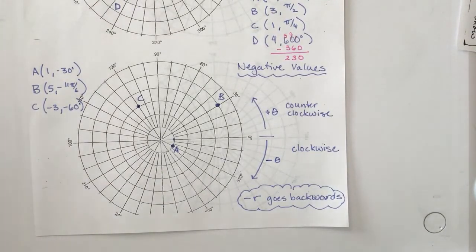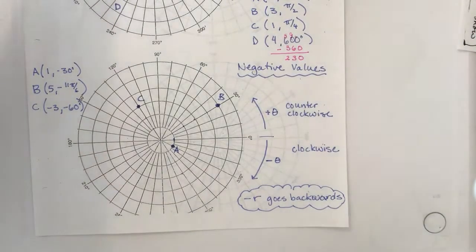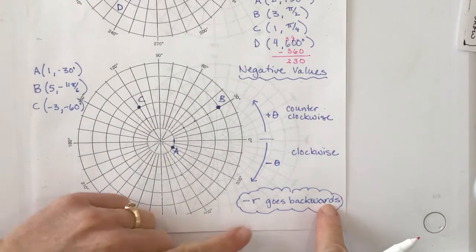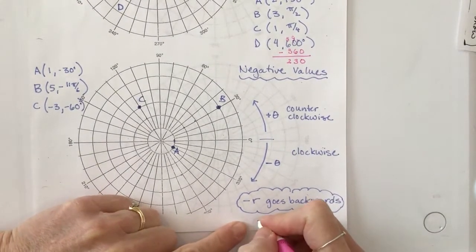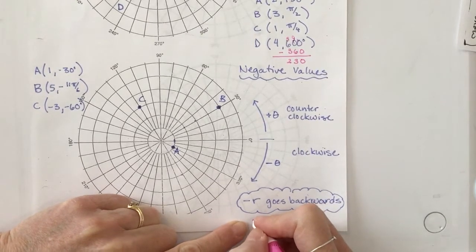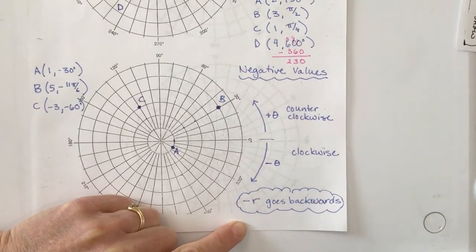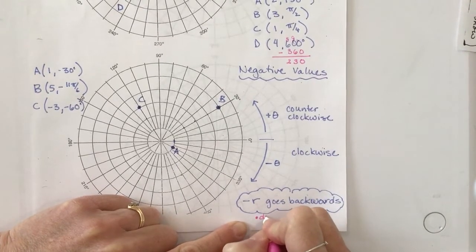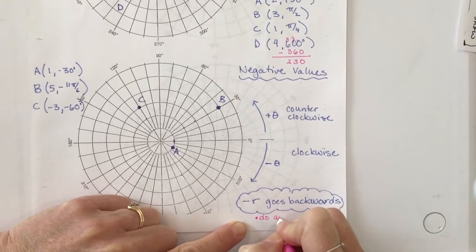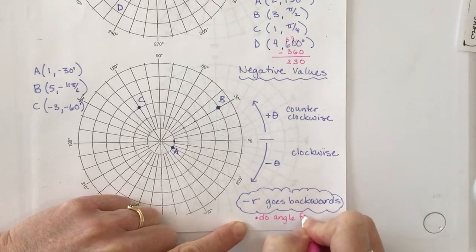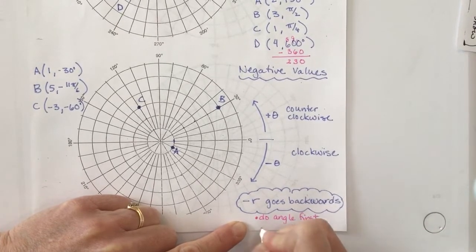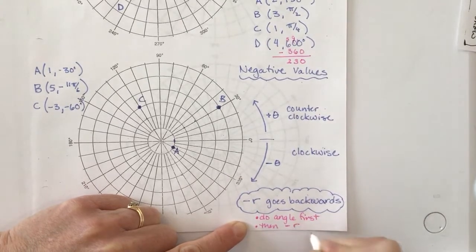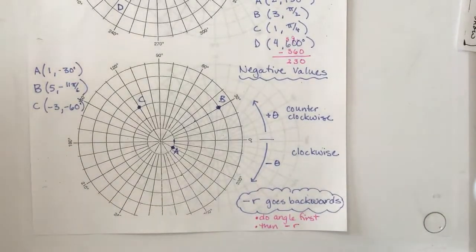Hopefully that's not too confusing. So for these, I'm going to put a little thinking bubble. Negative R goes backwards, and then underneath it I'm going to write, what should we write? Do the angle first, and then do a negative R. So do angle first, then go backwards, then negative R. I think that makes sense.